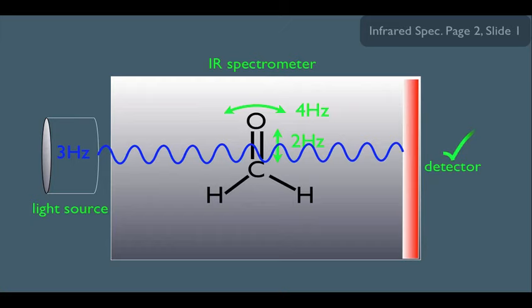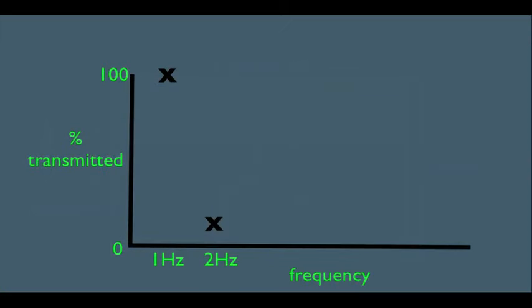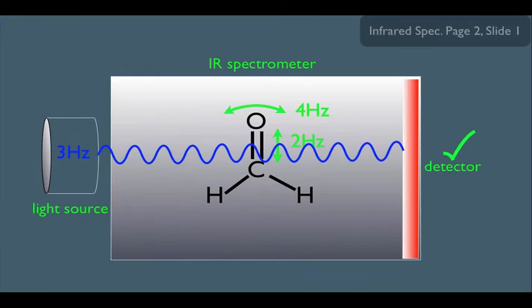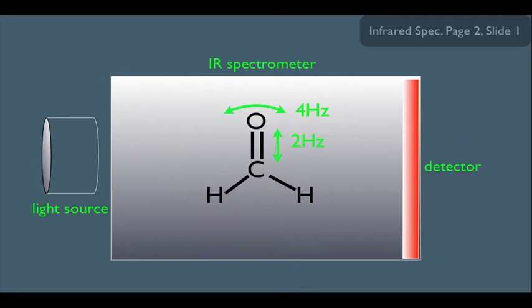So again, going back to our graph right here, this would be the point at 3 Hz frequency, 100% transmitted. Now, while we're here, let's connect these dots. This is what we would have. However, let's go back to our IR and talk about one more case here. What if we set the light source this time to 4 Hz frequency light? If you've been following along, since this molecule does wag at 4 Hz, then we should expect this light to be absorbed by the molecule.